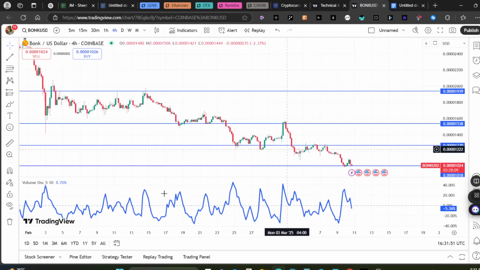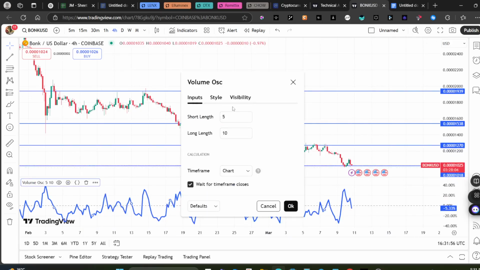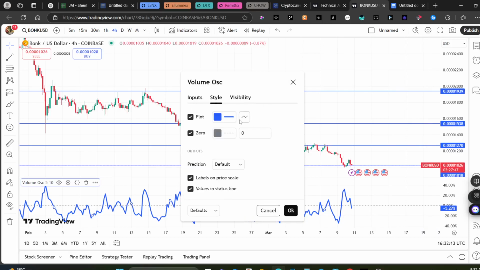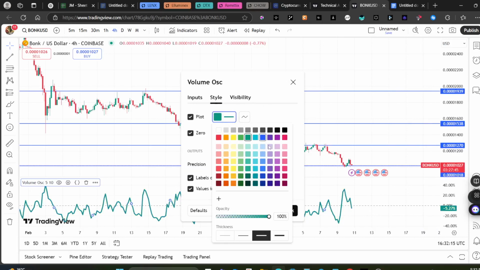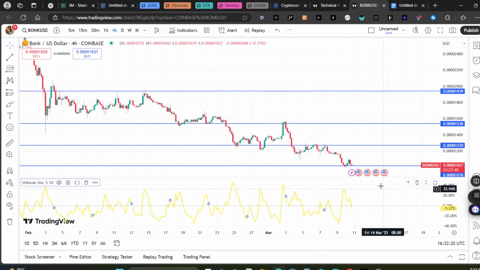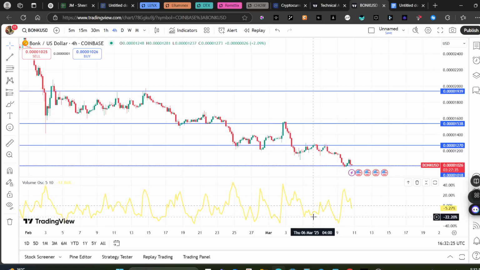If you want to adjust the settings, you can just come here and go to settings. The default values are good: the 5 for short length and the 10 for long length. It's actually good, but you can tweak these based on your strategy. Then you can customize the colors for the indicator, whether you want it to be green or whatever color that you wish. Just set the color and you're good to go. That is it for now.